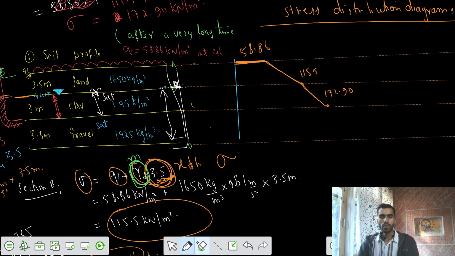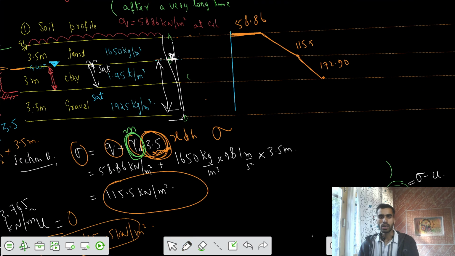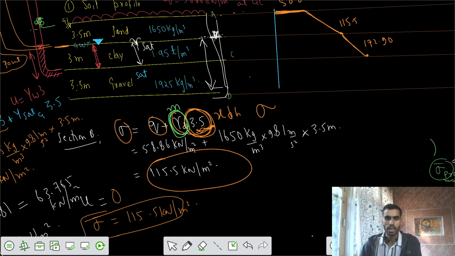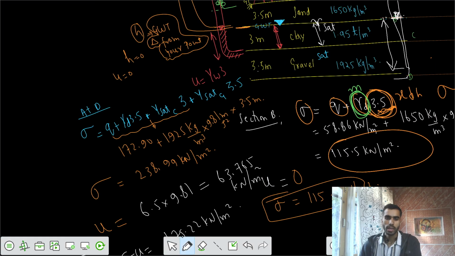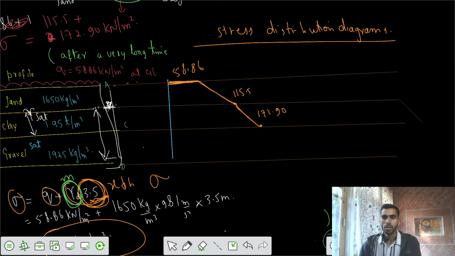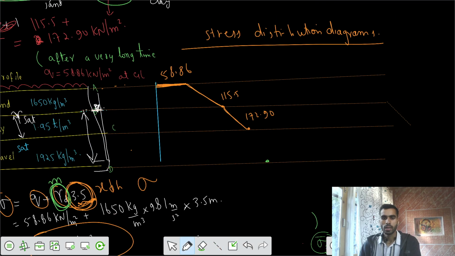So finally, what is the total stress at the point D? Total stress at the point D is 238.99. Let's say this is 238.99 somewhere here. So finally, let's join that also, and this is your final total stress diagram.